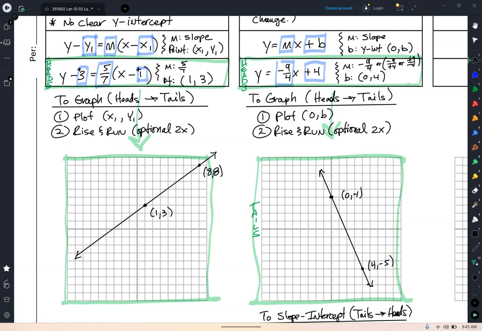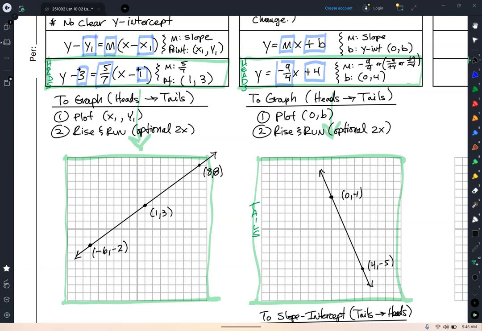In fact, what if I didn't go up 5 and right 7? You could have gone down 5 and left 7. Okay, let's try that. So down 1, 2, 3, 4, 5 and left 1, 2, 3, 4, 5, 6. Hey, look at that, right on the line. So what's that address? Yeah, okay, good. -6, -2. Okay, good. All right, so we went from heads to tails.